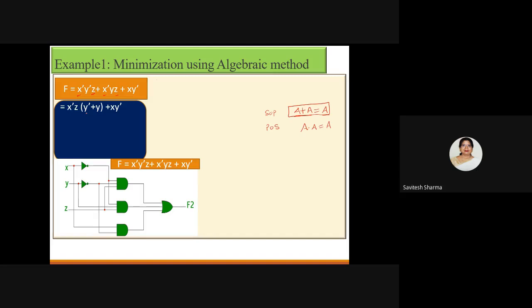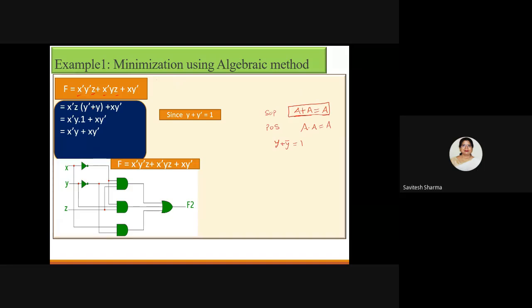Okay. So y plus y bar, you know the property I said. What is the property you can use here to reduce this y plus y bar? What is y plus y bar? It is 1. And this property is called the complement property. So I will use that complement property here to replace the y plus y bar term with 1. So you will get this.